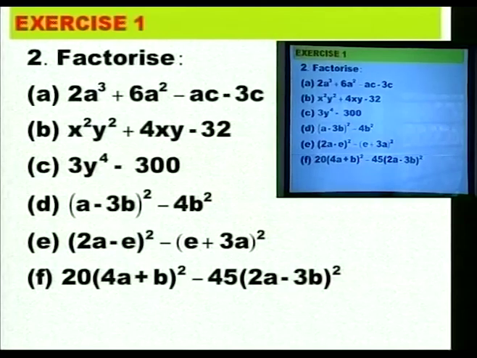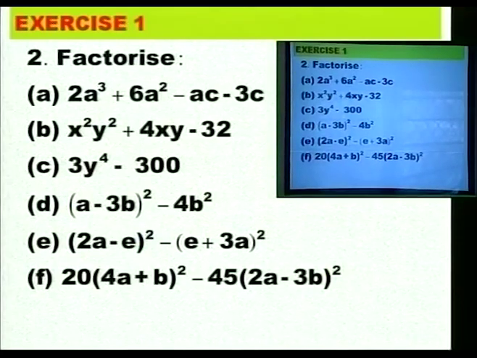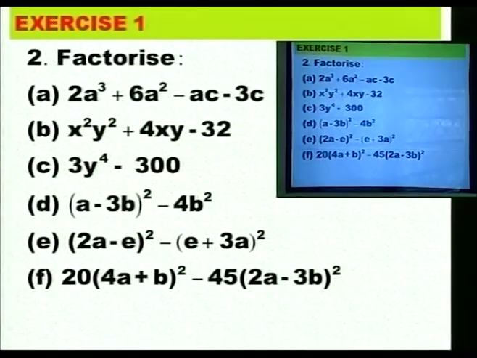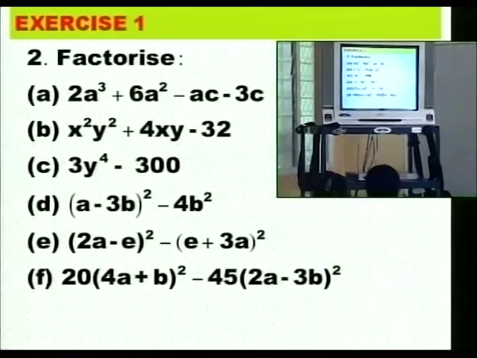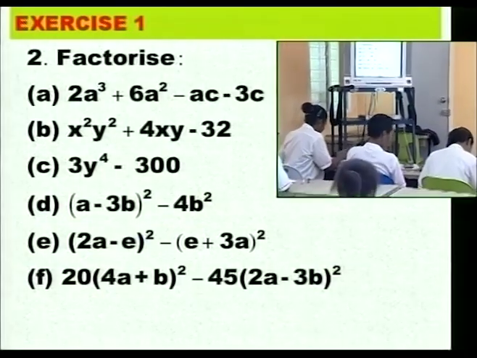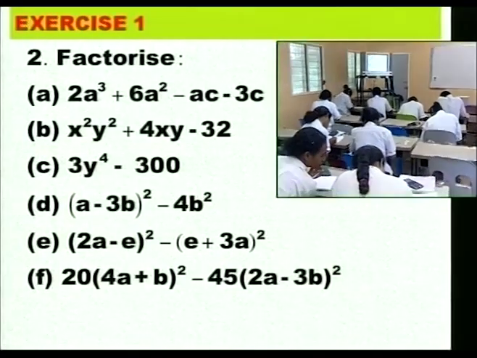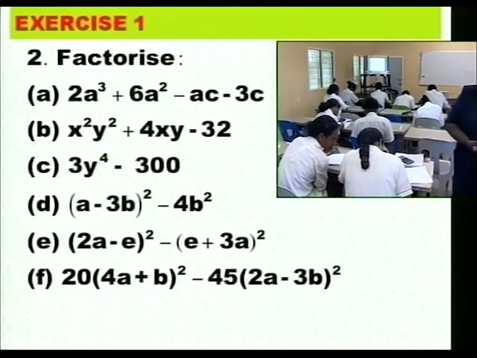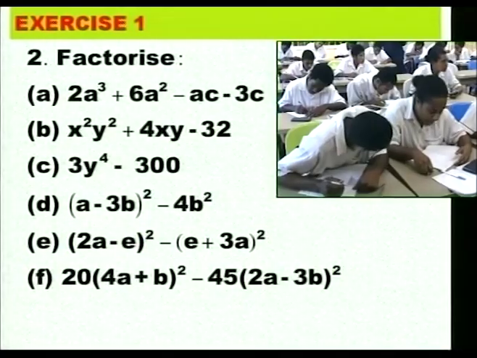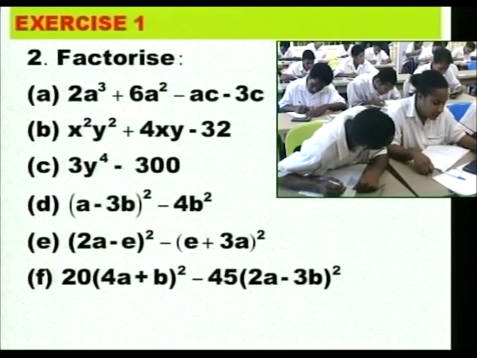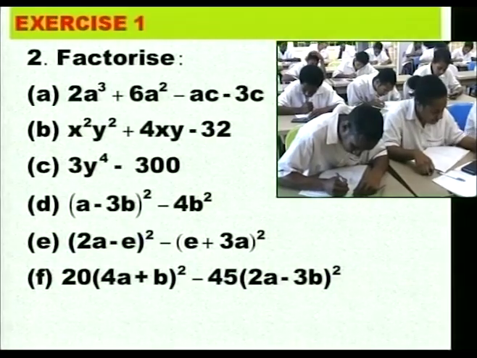No, you are not thinking. Okay, so, no. Two factors of negative 32 that will give you positive 4. Yeah, so you go xy plus 8 times xy minus 4. You can't forget plus 4x1. Yes, good.